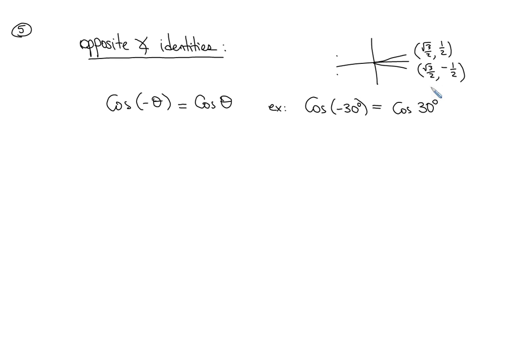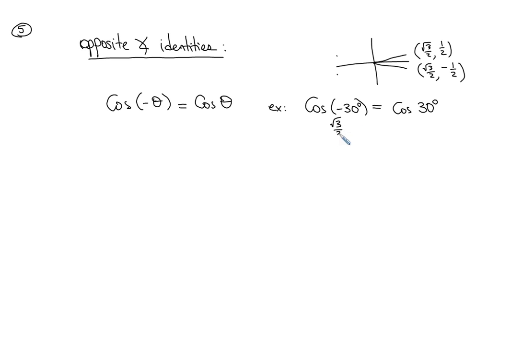If you're dealing with quadrants 1 and 4, cosine is positive in both. If you're dealing with quadrant 2 and quadrant 3, cosine is negative in both. And so the sign stays the same. And so that's the way this works for cosine.